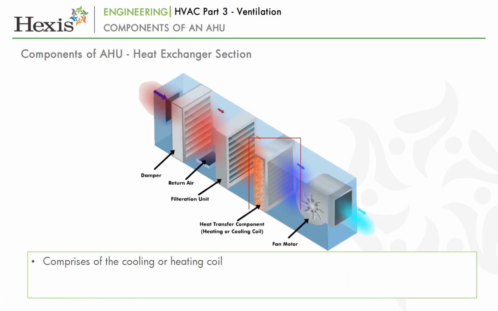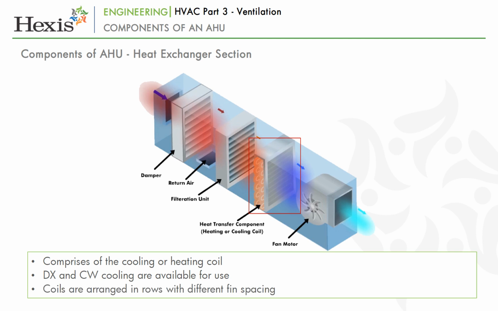The heat exchanger section will comprise the cooling or heating coil, which is used to cool or heat and dehumidify the air. Both DX, that is direct expansion cooling, CW, that is chilled water cooling, steam, electric and gas-fired coils are available for use depending on the system design. As we learned earlier, in case of central ACs, the chilled water is used as a refrigerant. The coils are arranged in rows with different fin spacing. Aluminium fins and copper tubes are used in the design of the coils.